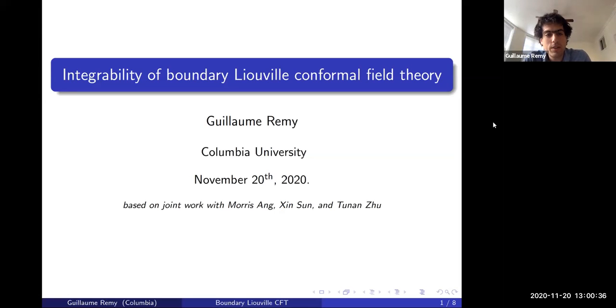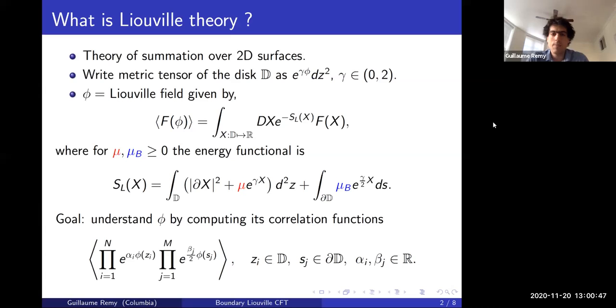So I'll be telling you about the integrability of the boundary Liouville conformal field theory that I've been working on with Morris Ang, Shin Sun, and Tunan Zhu. So let me start with a slide of physics to motivate this problem, to explain to you what Liouville theory is.